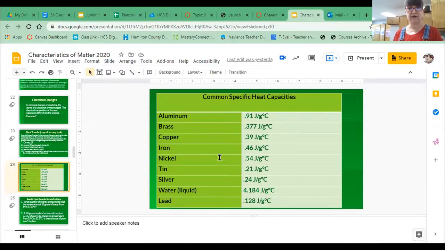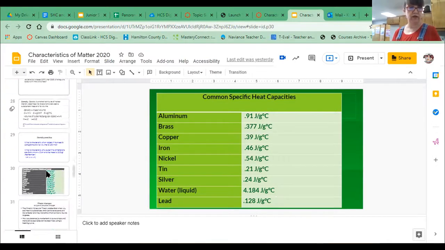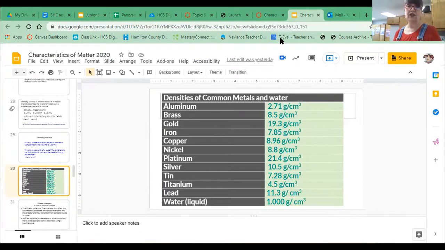So are there any metals that are close to that? Well, the closest ones would be lead, which is 0.128. And then the other one that's kind of close would be tin, which is 0.21 joules per gram degree Celsius. And then we're going to go down, that was on slide 24 if you were looking. We're going to go down to slide 30, which has our densities. So here you can see all the different densities. My density was 12.4. So is anything close to that? Well, lead is 11.3. And really nothing else is close to 12.